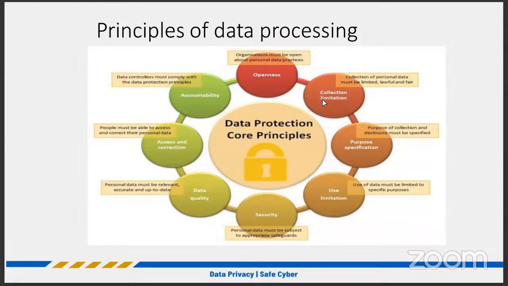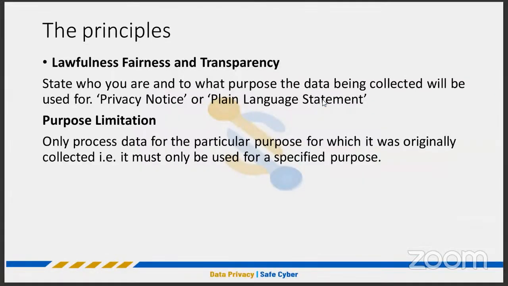So under data protection, to help institutions know how to process personal data, they have to abide by certain principles. And the principles are as you see on the screen. They are explained in the next slides. Jane, you can move on so that I can explain. So you must process personal data under the principle that it must be for a lawful purpose, it must be fair, and it must be transparent.